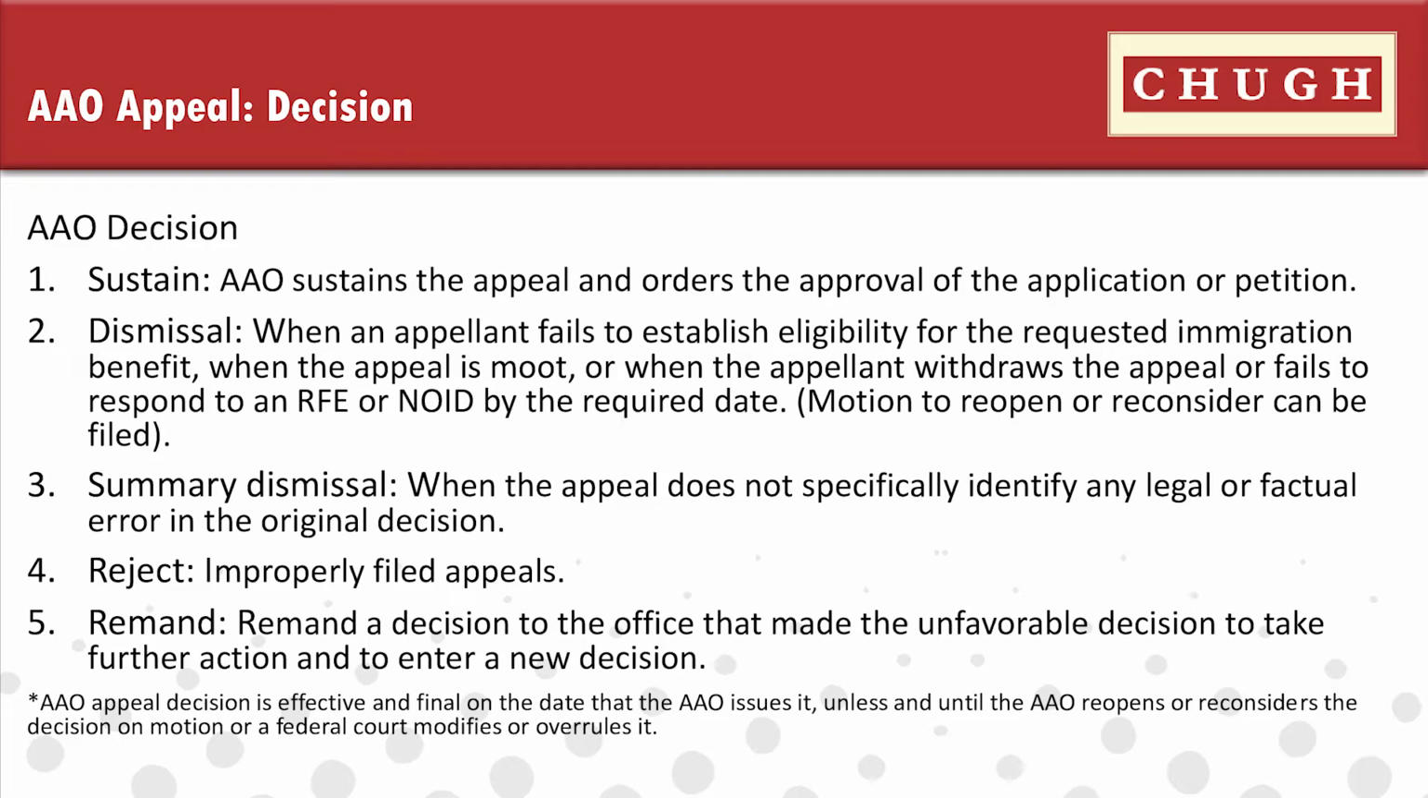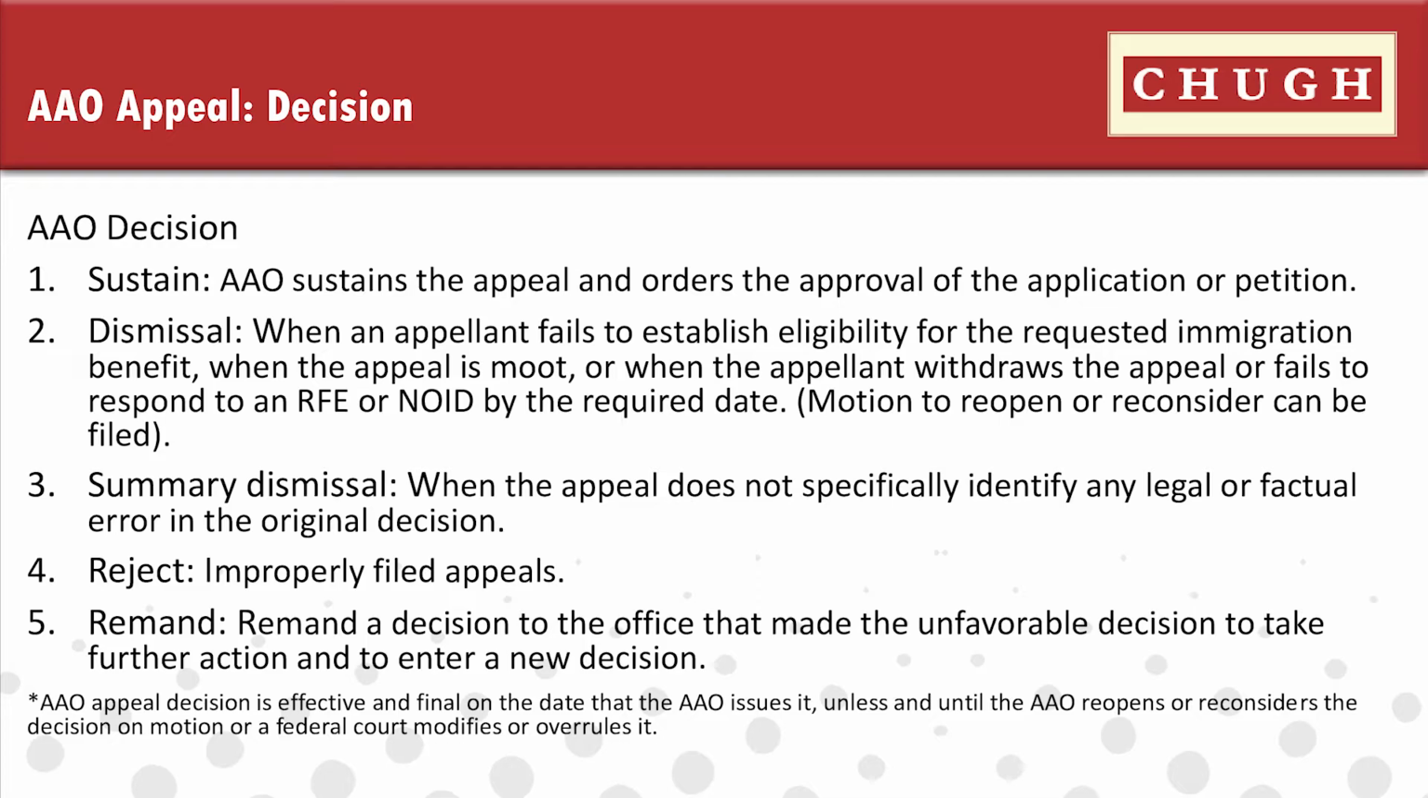There's no meaning to process this appeal further. Or when the appellant withdraws the appeal or fails to respond to an RFE or notice of intent to deny timely. If you get a dismissal from the AAO, you can file a motion to reopen or reconsider, if they deny your case, basically.